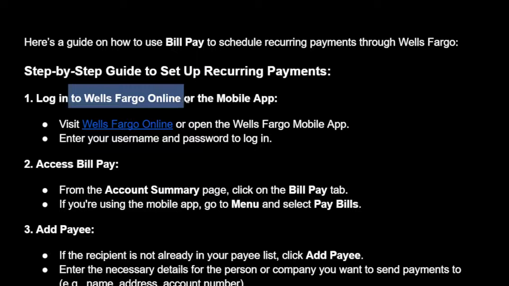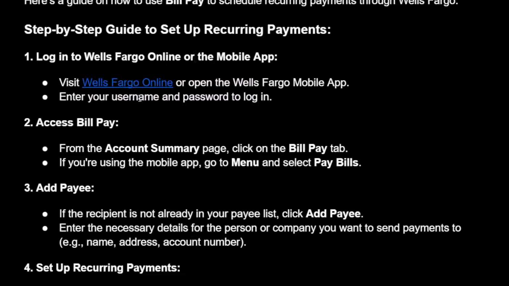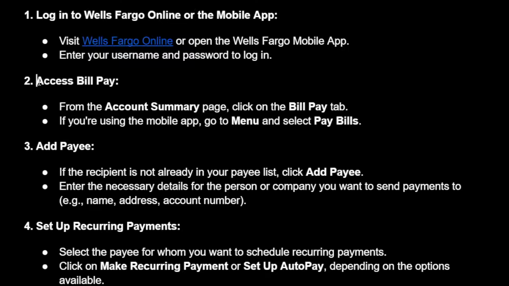First, we will log into the Wells Fargo online website or the mobile app and just log in with our credentials. Then you want to access bill pay. From your account summary page, click on bill pay. If you're using the mobile app, go to menu and then select pay bills.